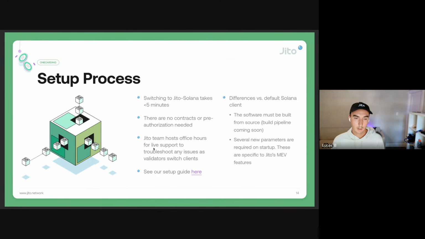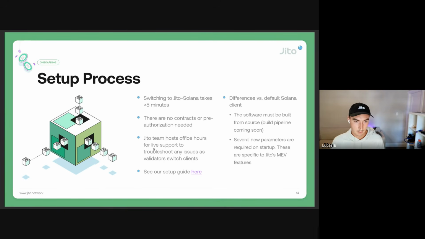We don't have any pre-built binaries yet, but it's pretty easy if you're familiar with Git and the command line. You can clone our repo, make sure you're checked out on the right version, run cargo install all or cargo b release, and it will build at roughly the same time as the Solana Labs validator.